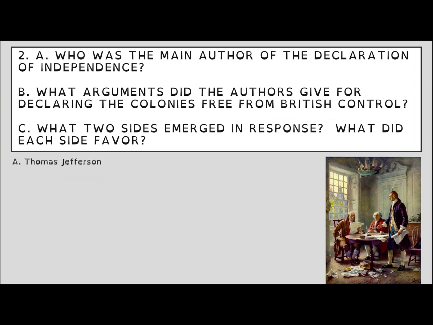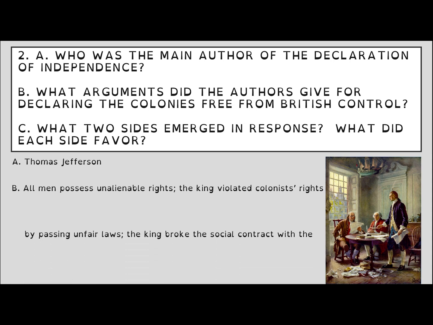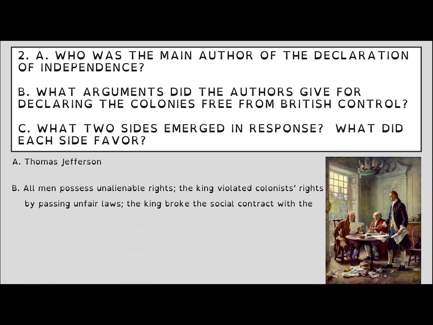Letter B, what arguments did the authors give for declaring the colonies free from British control? They claim that all men possess unalienable rights. That means rights that you're born with that you cannot be separated from. They cannot be separated from you. To alienate something means to separate it. And they are arguing that there are certain rights that you're born with that no one has the right to take away. They also argue that the king violated their rights by passing unfair laws, and of course Parliament would be at fault as well, and that the king broke the social contract with the colonists. A social contract is an agreement that we will let you rule over us if you do it in a fair way. But they're arguing that he's not doing it in a fair way, and that's why they have the right to break away.